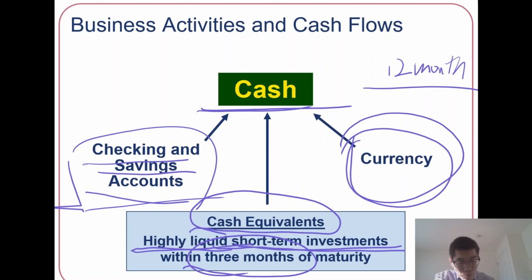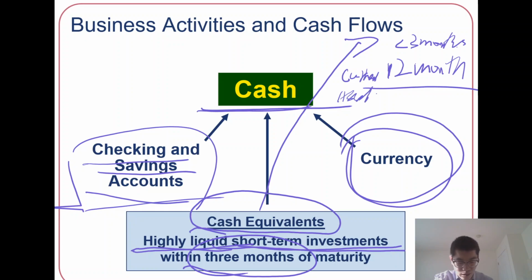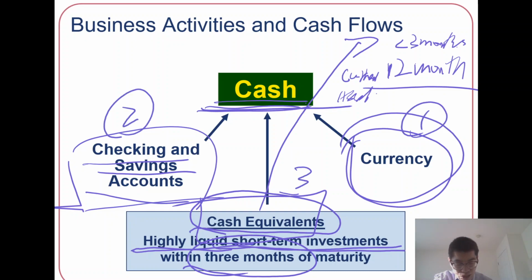However, we break it down into a more detailed level. If something will be used up or turned into cash within 3 months, we call it cash equivalent. Otherwise, we call it current assets. Remember that? Okay, so cash equivalents are also considered cash. So those are the 3 major elements of the cash category.